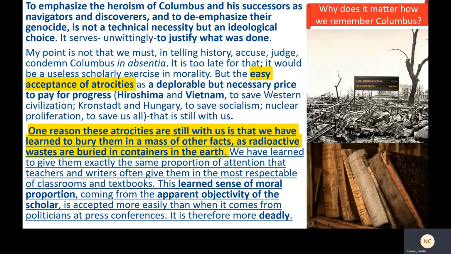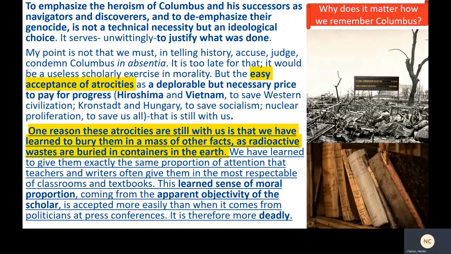But the easy acceptance of atrocities as a deplorable but necessary price to pay for progress, like Hiroshima and Vietnam to save Western civilization, Kronstadt and Hungary to save socialism, nuclear proliferation to save us all, that is still with us. One reason these atrocities are still with us is that we have learned to bury them in a mass of other facts, as radioactive wastes are buried in containers in the earth. We have learned to give them exactly the same proportion of attention that teachers and writers often give them in the most respectable of classrooms and textbooks.